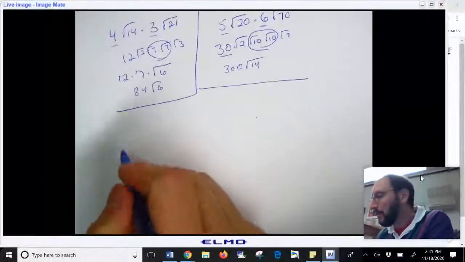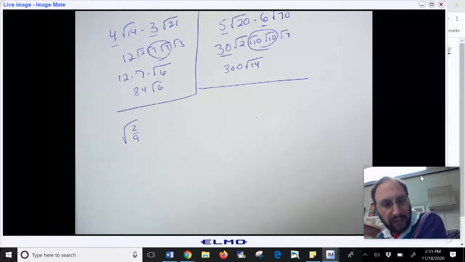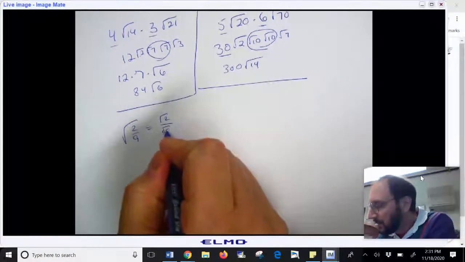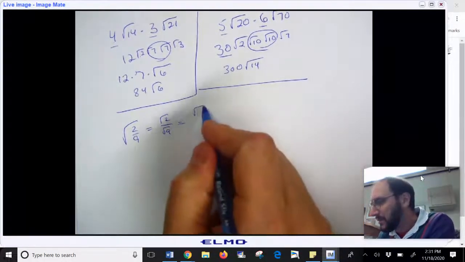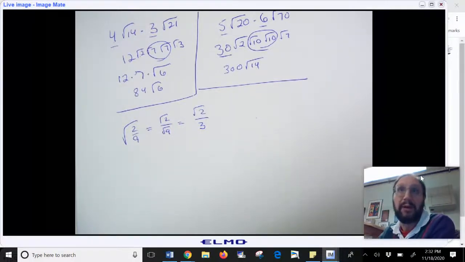The next type of problem is when you have a fraction. The second part of rationalizing is that you can't have a square root in the denominator. And you might say, well, I don't have a square root in the denominator, but this is equal to the square root of 2 over the square root of 9. So there is a square root in the denominator. This one happens to be pretty simple and straightforward because the square root of 9 is 3, so there's really not a square root in the denominator.